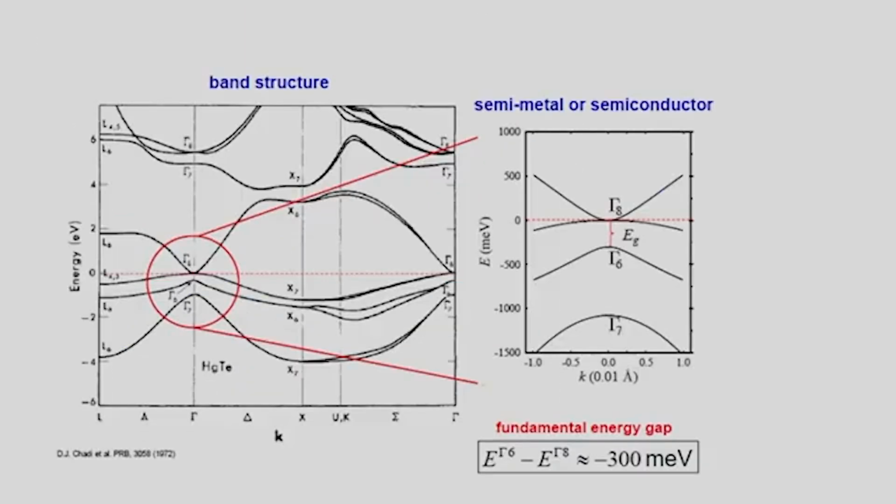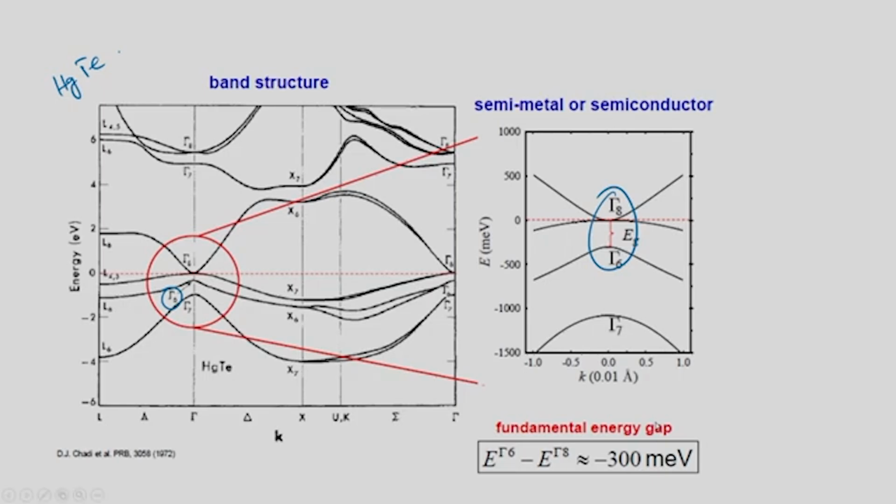And this is a closer picture, and you see that there is a Γ6 in the, this is HgTe, and a Γ8 is up there. The red line is actually the Fermi energy, and you see that this Γ6 and Γ8 have an energy separation of minus 0.3 electron volt, or about 300 milli electron volt.